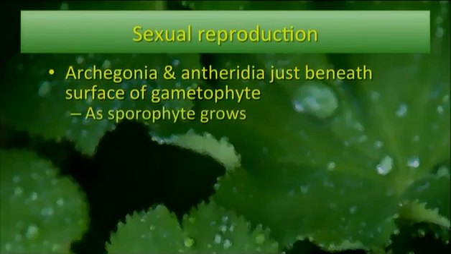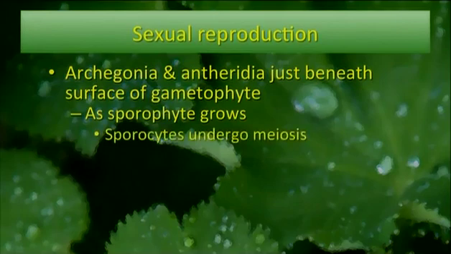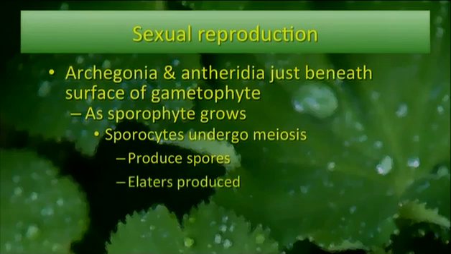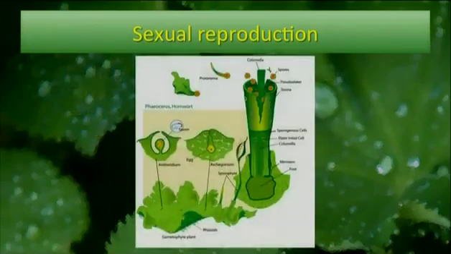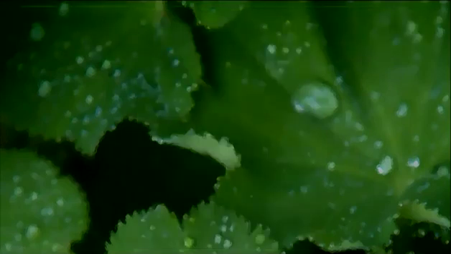As the sporophyte grows, the sporocytes, or the sites that produce the spores, undergo meiosis. They produce spores, and elaters are also produced in this group. And then the tip of the horn splits into 2 or 3 ribbon-like segments, because remember this is long and narrow. When they split, they release the spores. Anyway, that is what we have to say about the Anthocerophyta.